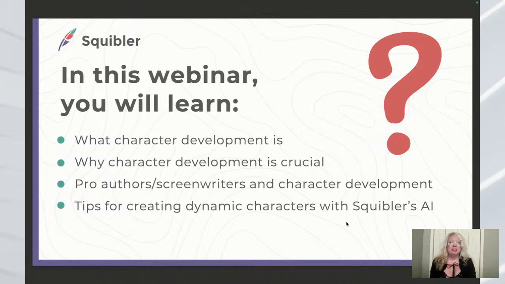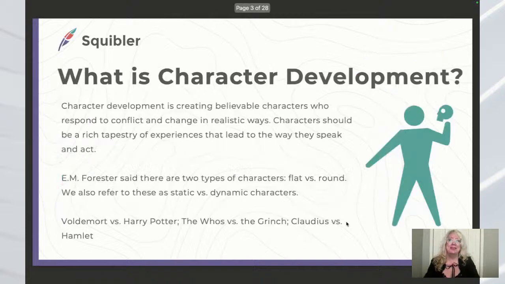In this webinar, you're going to learn what character development is and why it's crucial. You're also going to hear from pro authors and screenwriters on their thoughts on character development. And then we'll have some tips for you about creating dynamic characters, and some of those tips will include how to use Squibbler's AI to create the best possible characters that you can.